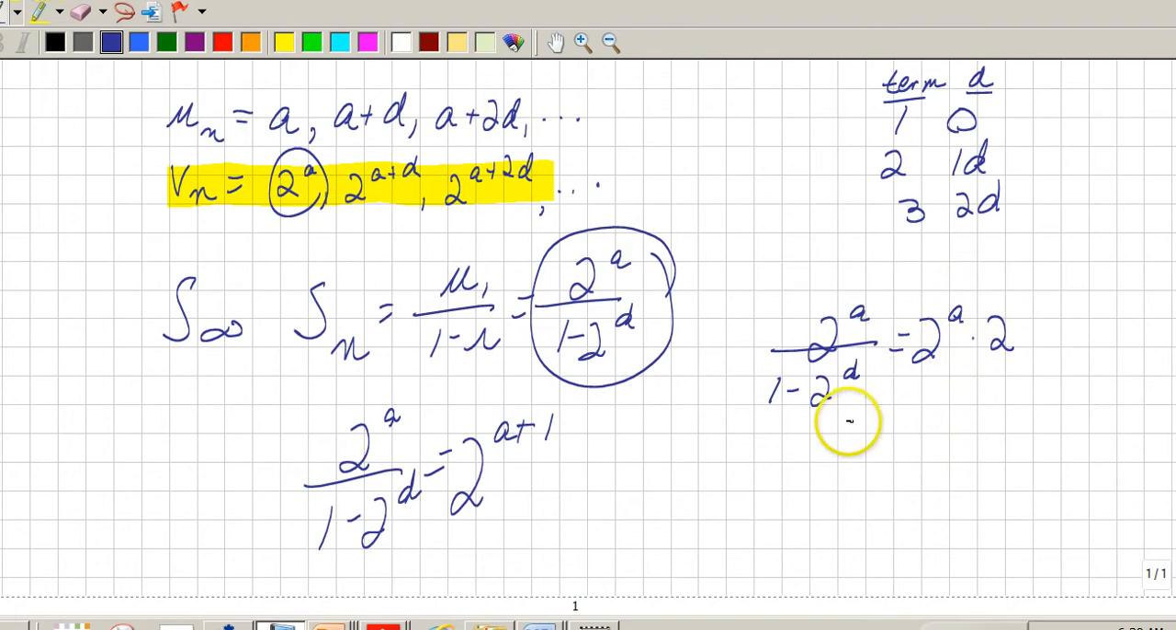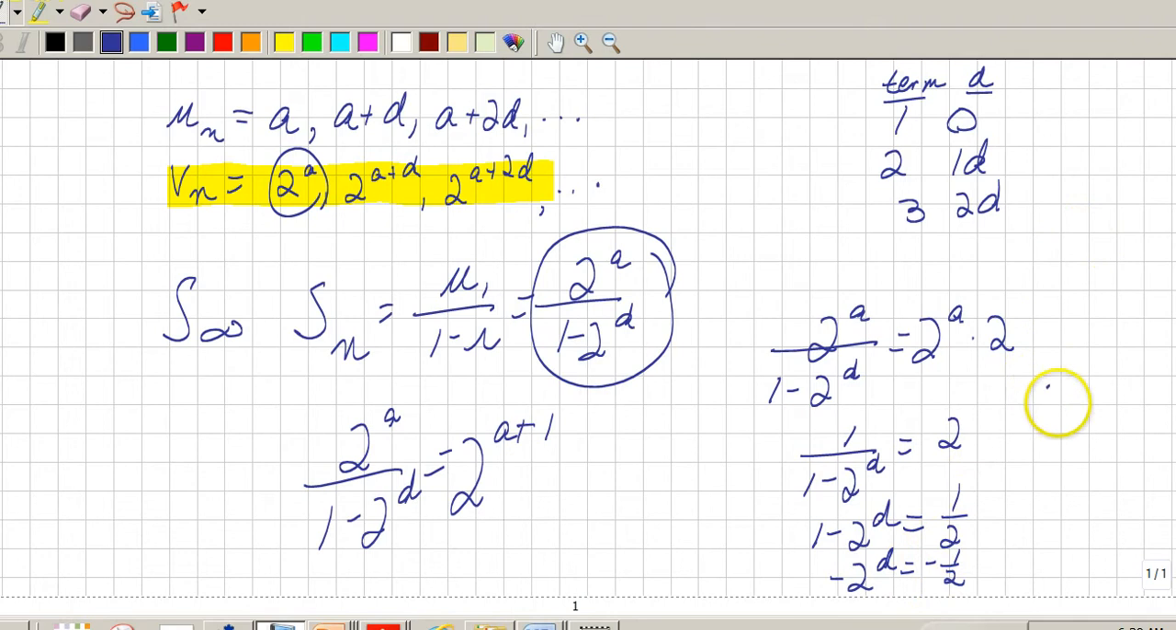Looking at this, you can divide both sides of the equation by 2 to the a, so we get 1 over 1 minus 2 to the d equals 2. Trying to solve for d, I'm going to reciprocate both sides: 1 minus 2 to the d equals 1 half. Subtract 1 from both sides: negative 2 to the d equals negative 1 half. Make both sides positive: 2 to the d equals 1 half. 2 to what power equals 1 over 2? Well, that would be d equals negative 1, because the negative 1 power flips it over, so the value is negative 1.